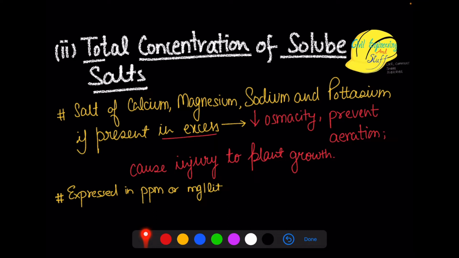Now, salts like calcium, magnesium, sodium and potassium, if present within their permissible limits, will contribute towards the growth of the plant and the yield of the crop. However, if the concentration of these salts is in excess, then they will reduce the osmoticity, they will prevent the aeration process, and they will cause serious injuries to the plant, and they will deprecate the overall yield of the crop. The concentration of these individual salts is measured in ppm or milligram per liter.